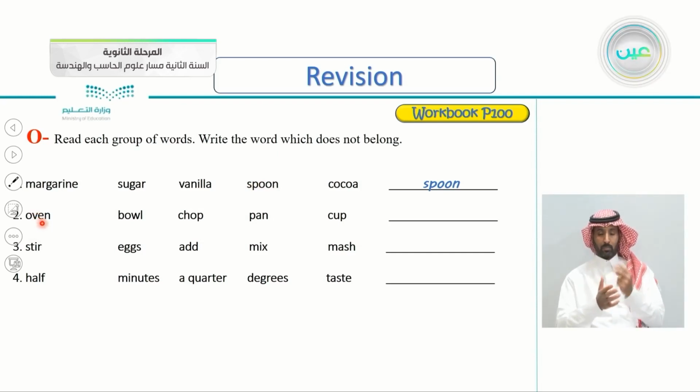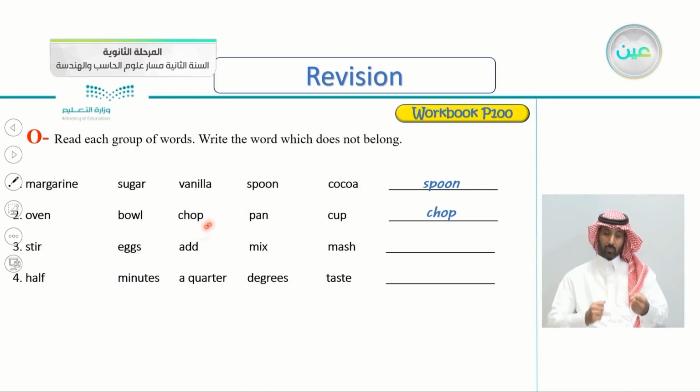Number 2, oven, bowl, chop, pan, cup. So which word doesn't belong here? Oven, bowl, chop, pan, and cup. So I think this is also an easy one. It's chop, because all of these are things in the kitchen. You know, the oven, the bowl, the pan, the cup, all of these you find in the kitchen, but not the chop. The chop is an action. To chop is to cut some vegetables and so on.